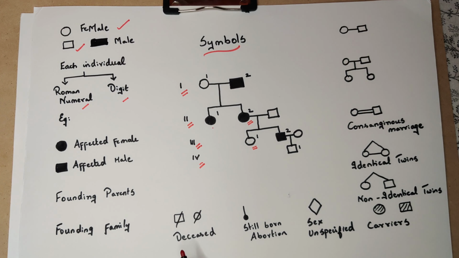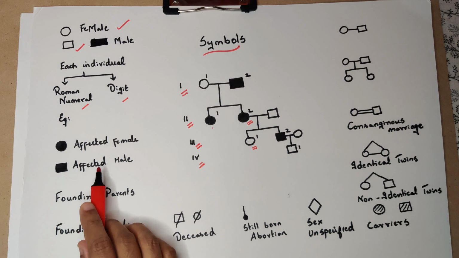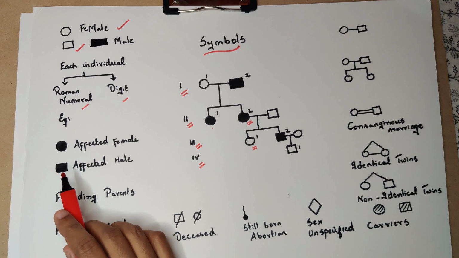Now, if I draw a circle and I shade it, then the person is affected. When you draw a square and fully shade it, it is an affected male. What do you mean by affected here? The person is affected by the disease.